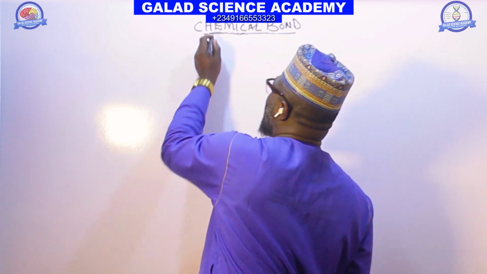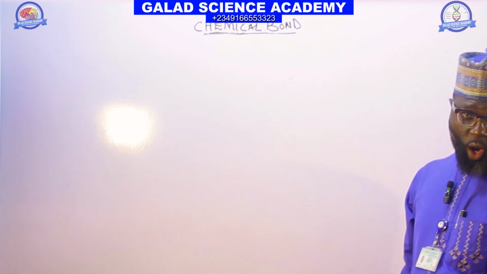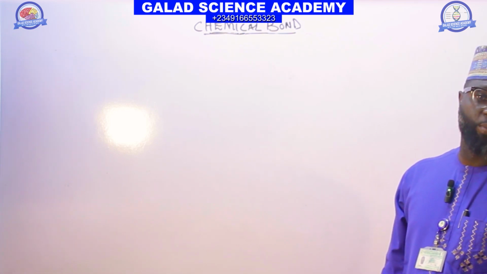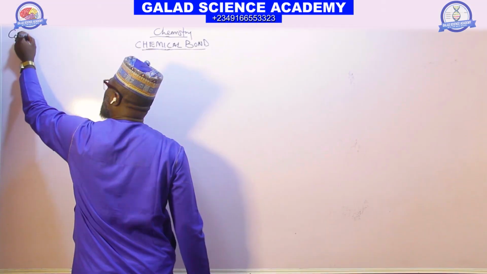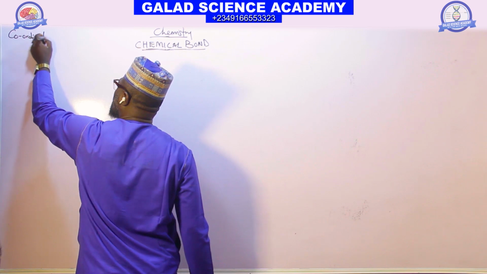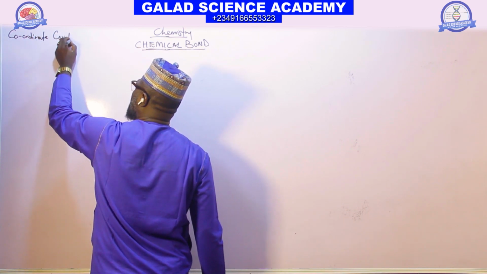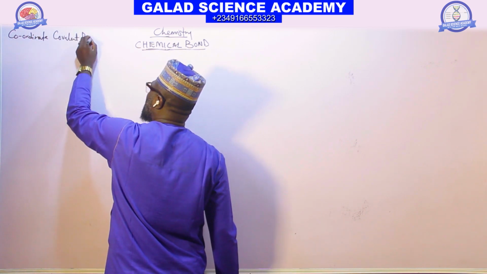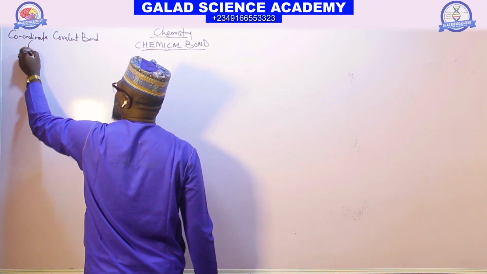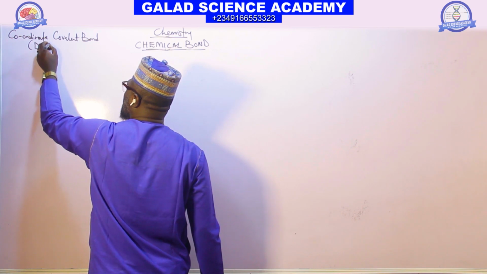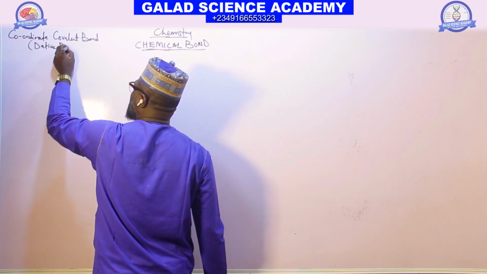So the next aspect of chemical bonds we are going to treat now is the coordinate covalent bond, which is also known as the dative bond.